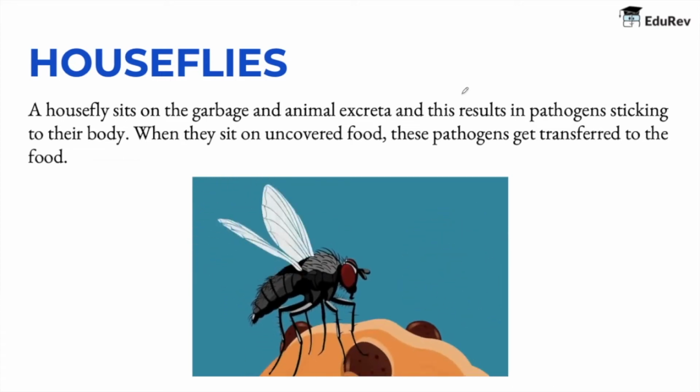Now in the video, you can easily see that the housefly first sat on a cookie, and that cookie might contain various microorganisms which are present in the environment. And when the housefly sits on the cookie, the pathogen sticks to its body. And when it goes to another cookie, it spreads those pathogens. So this is how a housefly becomes a carrier.